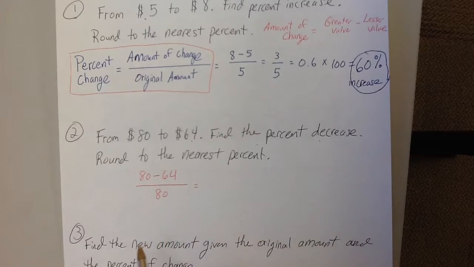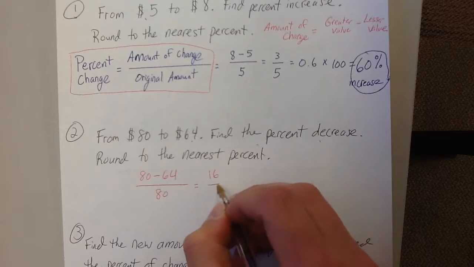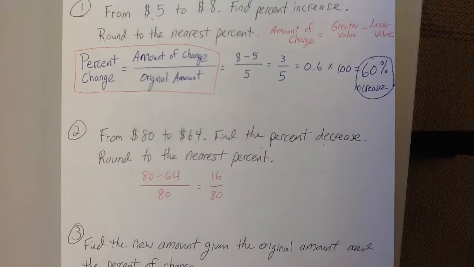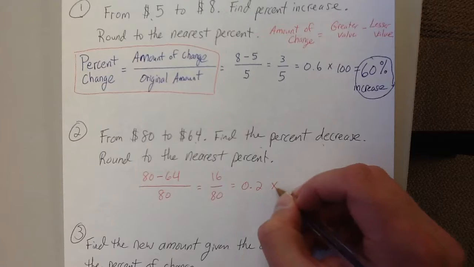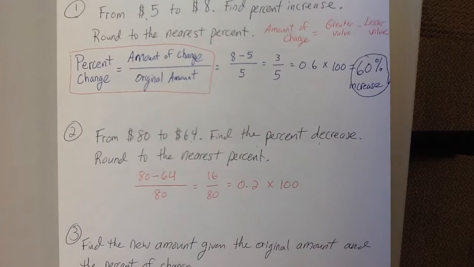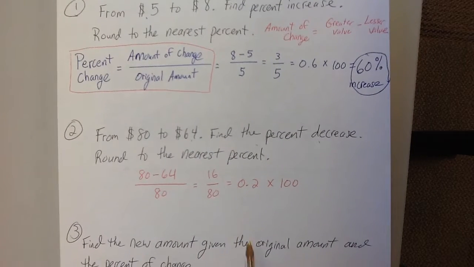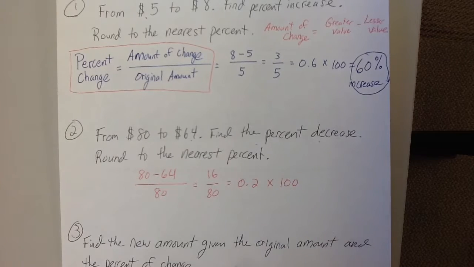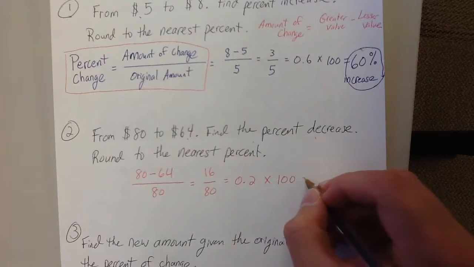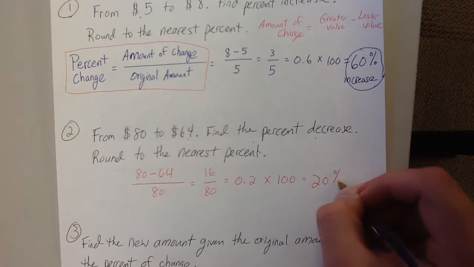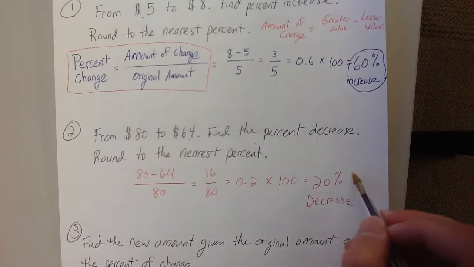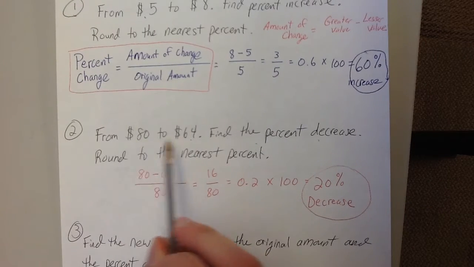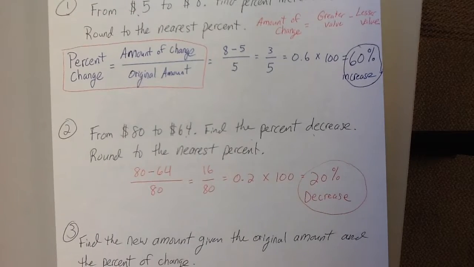Okay, so 80 minus 64, that gives me 16 in the numerator. I divide by the original amount. 16 divided by 80 will give me 0.2. And again, I multiply by 100 since I want the percent decrease. Percent's out of 100, so I multiply by 100. 0.2 times 100 is 20. And this is percent, and it's decrease because the amount is going down. Okay, so from $80 to $64 is a 20% decrease.